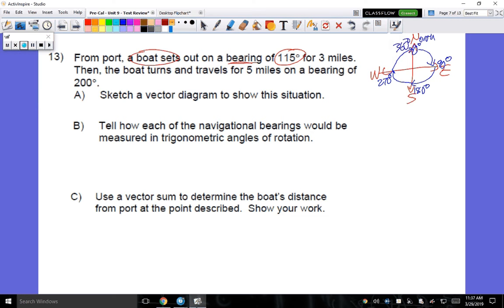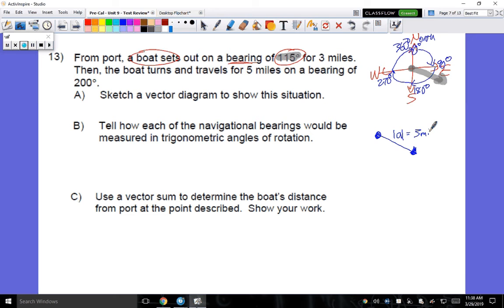So if I'm setting sail at 115, it's going to be somewhere around here that first leg is going to go out. And it's going to go out for 3 miles. So let's go ahead and draw something that is setting sail on that. Let's say that it's the first leg. So we'll just say that the magnitude of A is 3 miles.